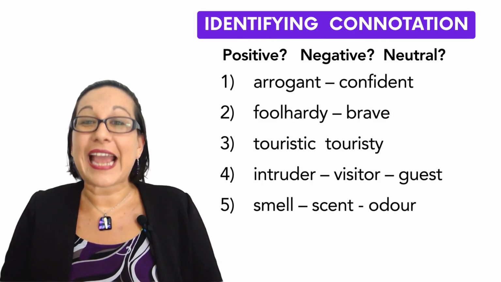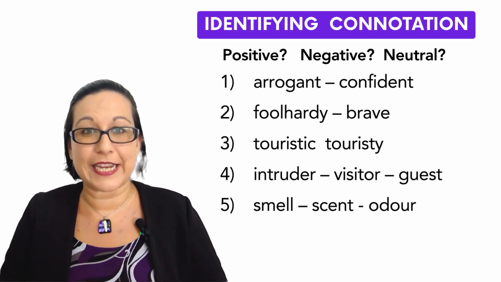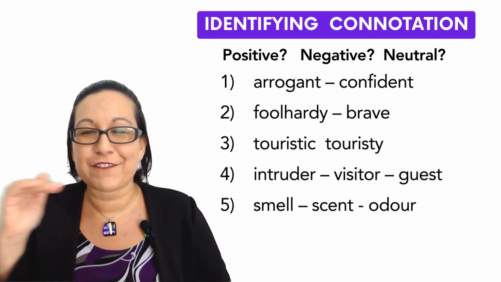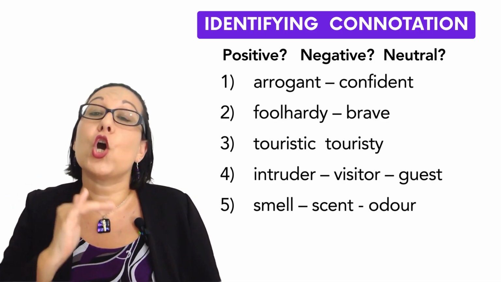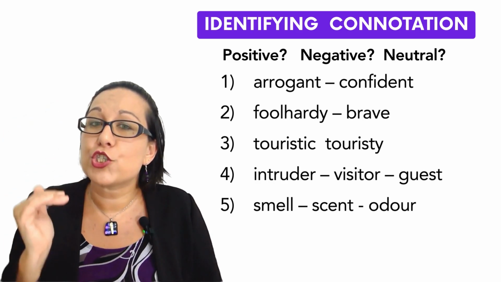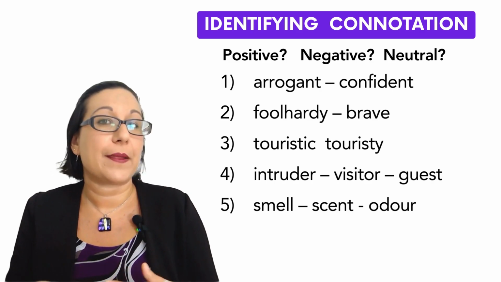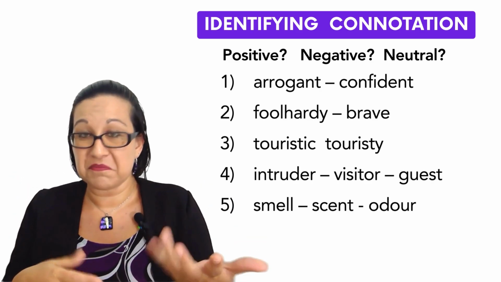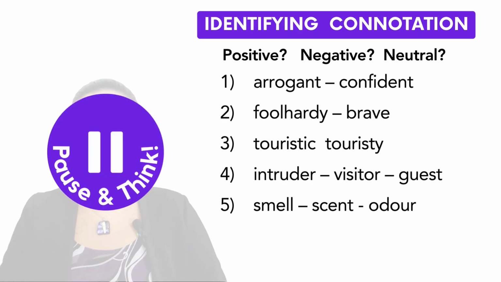Okay, let's take a look at 5 sets of words. They all have similar denotations. That's the dictionary definition. So they're all kind of synonyms, but they've got different connotations. That's the shades of meaning. So think about these words and decide, are they positive? Are they negative? Maybe they're neutral. Pause this video and think.